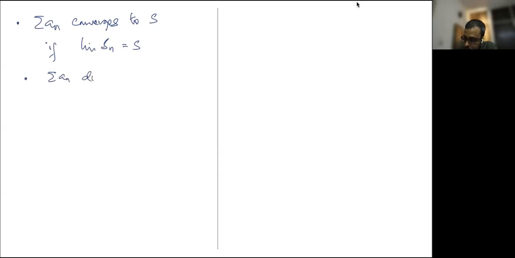So just like for sequences, you say that a series converges to, let's say, S if limit of Sn is S. So this sequence Sn has a limit and is equal to S. The series diverges to plus infinity if limit of Sn is plus infinity, or diverges to minus infinity if limit of Sn is minus infinity.